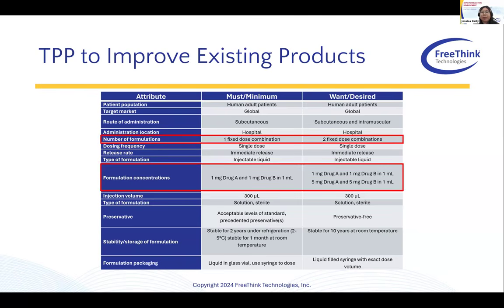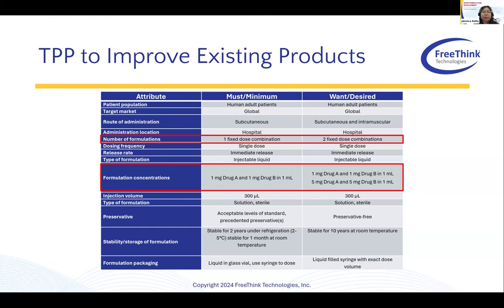So here, in the number of formulations and formulation concentrations attributes, we can see the team would like to develop two fixed dose concentrations, one at a lower dose of 1 milligram drug A to 1 milligram drug B, and one at a higher dose of 5 milligrams drug A to 5 milligrams drug B. Then to prove feasibility here, we would need to determine if that higher dosage can feasibly fit into the required dosing volume of 300 microliters.